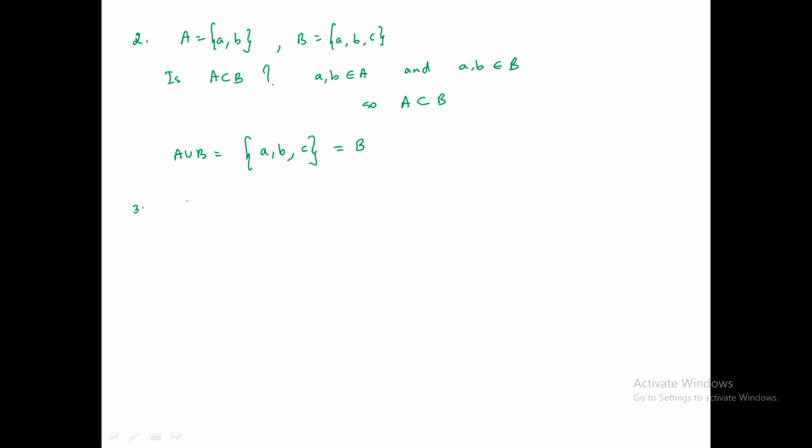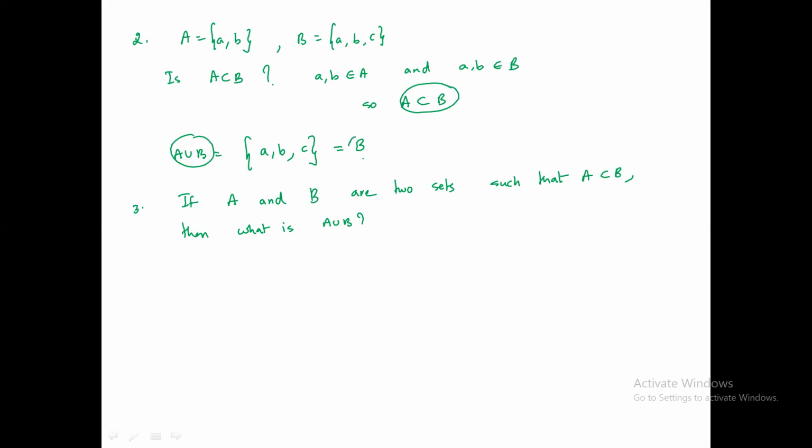Let's go to question 3. If A and B are two sets such that A is a subset of B, then what is A union B? Just now we have seen A is the subset of B. Then what is A union B? Same as B. So you have to write A union B is same as B.